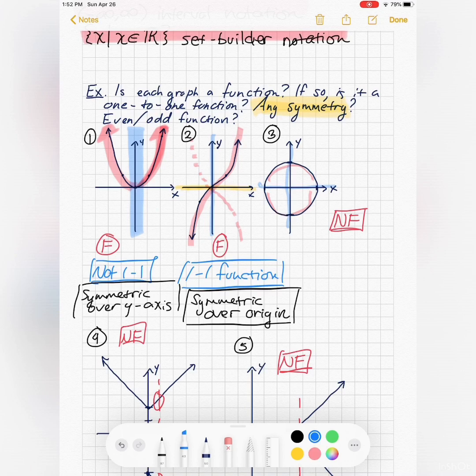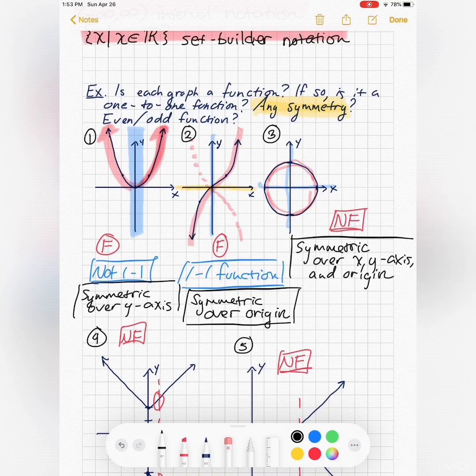Then this piece lands here. No matter how I fold that, I arrive back at the same circle, right? Circles are special. So this guy is symmetric over the x, y-axis, and origin. So all three. Over the x-axis, the y-axis, and the origin.